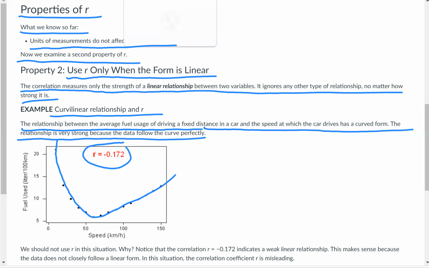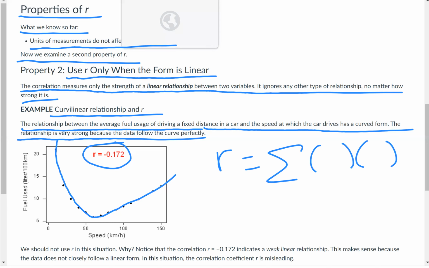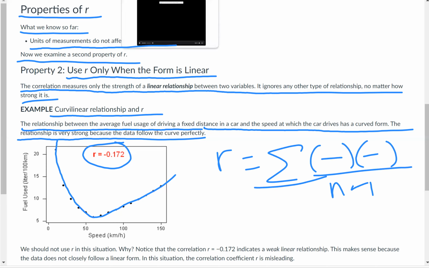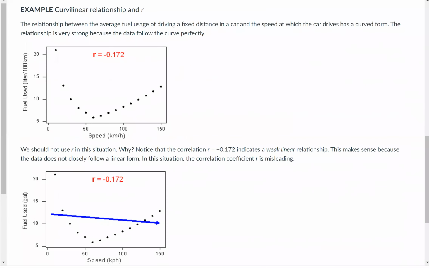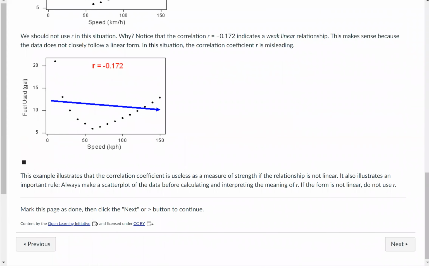But if you were to do that formula anyway, the formula for R that we saw with the big sum and the fractions in parentheses and all over n minus 1, you would get this R value here. Okay, well, let's see what we say about it. We should not use R in this situation. Why? Because notice that the correlation R equals negative 0.172 indicates a weak linear relationship.